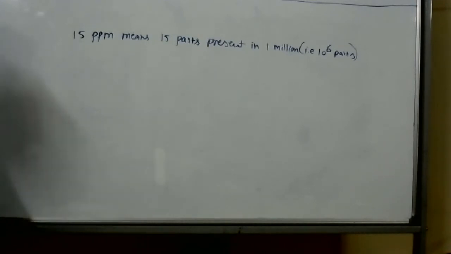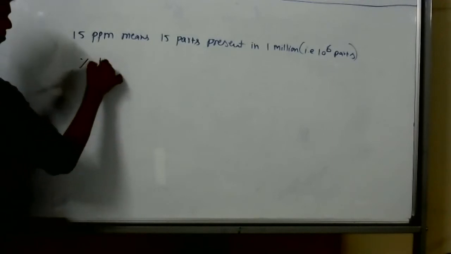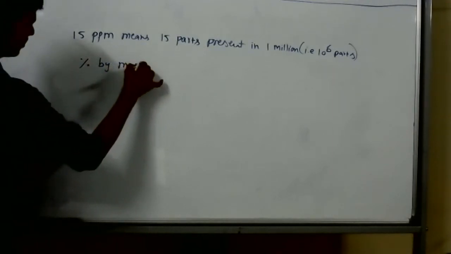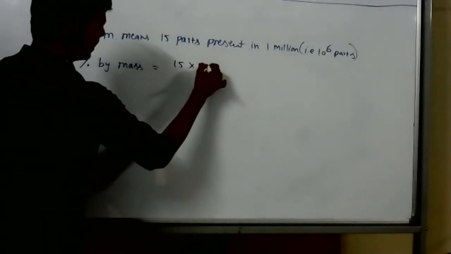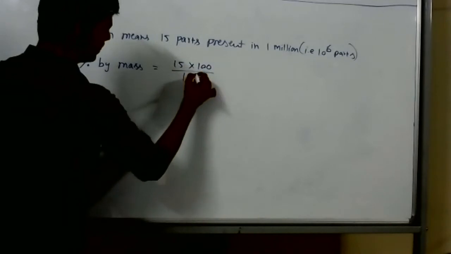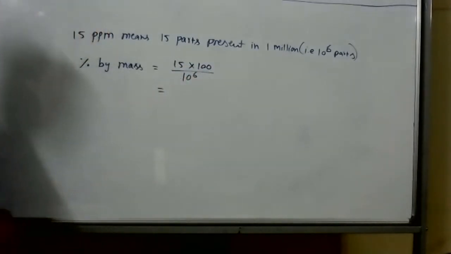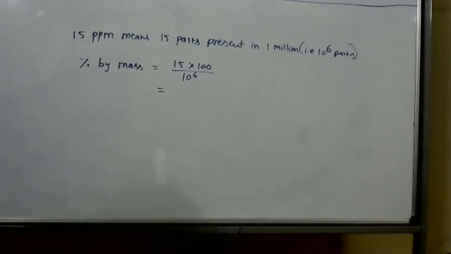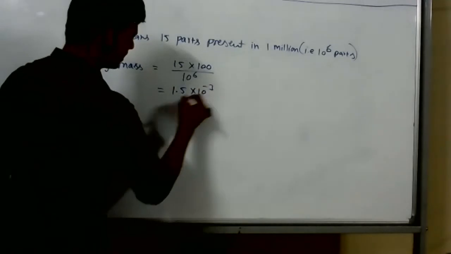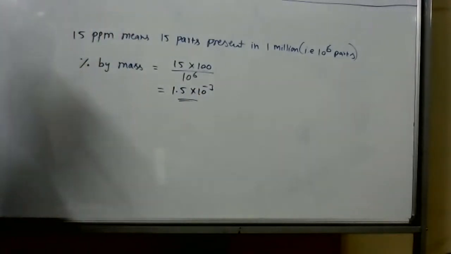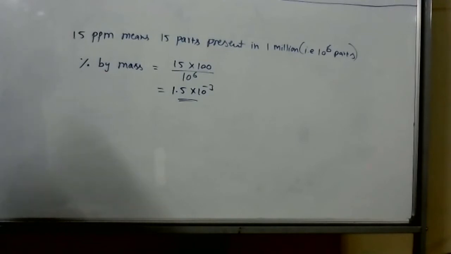Percentage by mass is equal to 15 into 100 divided by 10 power 6. So its value is, 10 power 4 is left, so I'm writing it is 1.5 into 10 power minus 3. That is percentage by mass: 1.5 into 10 power minus 3 percentage.